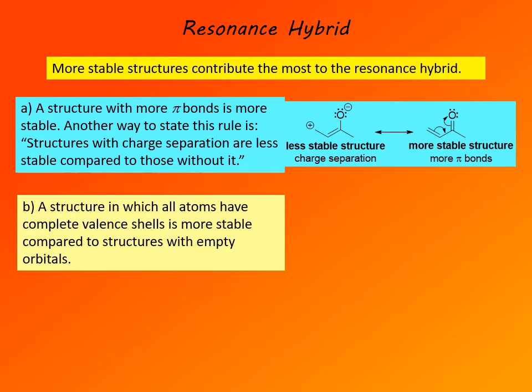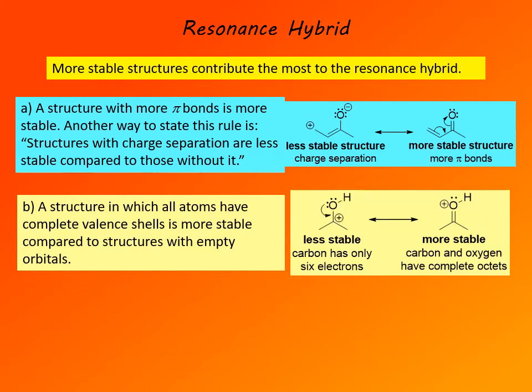A structure in which all atoms have complete valence shells is more stable compared to a structure with empty orbitals. And here we have an example of a protonated carbonyl group. The less stable resonance structure is one in which carbon carries formal positive charge. That's because carbon has only 6 electrons. It has an empty orbital. A much more stable structure is one in which oxygen carries formal positive charge. That may be a little bit counterintuitive because oxygen is more electronegative than carbon. But in this structure, all of the atoms have octets filled. So again, the resonance hybrid will be a combination of the two, but will be closer to the more stable structure, one in which oxygen carries formal positive charge, but all atoms have complete octets.